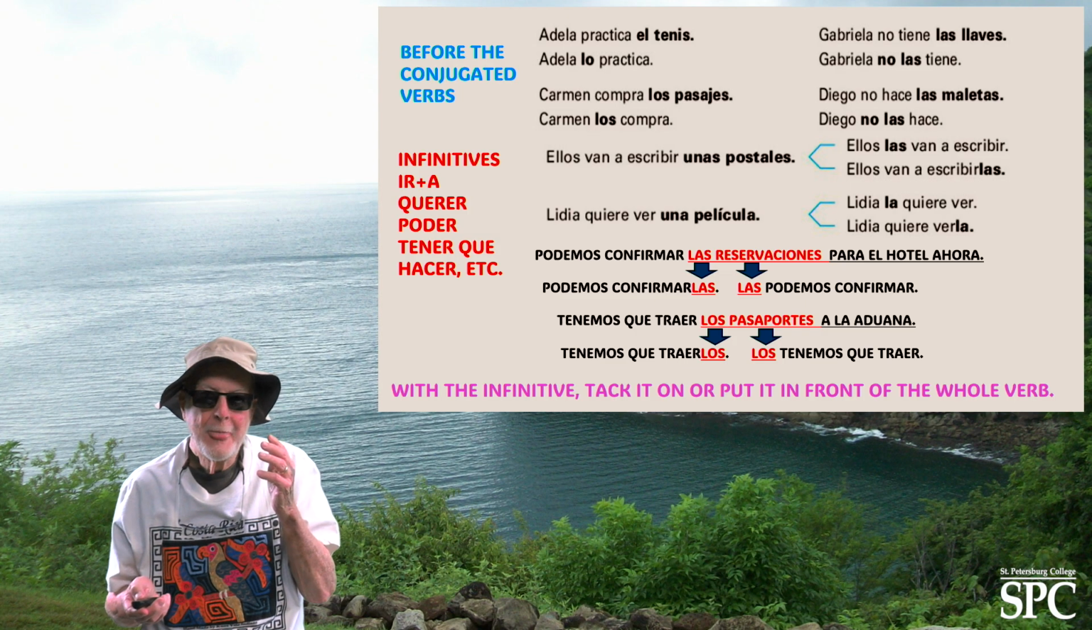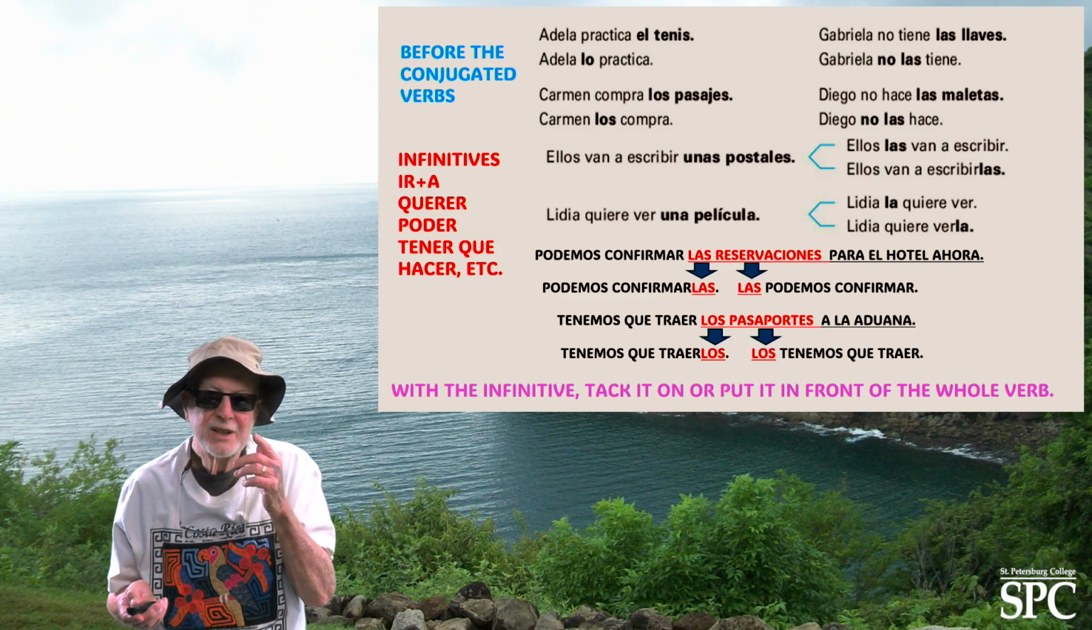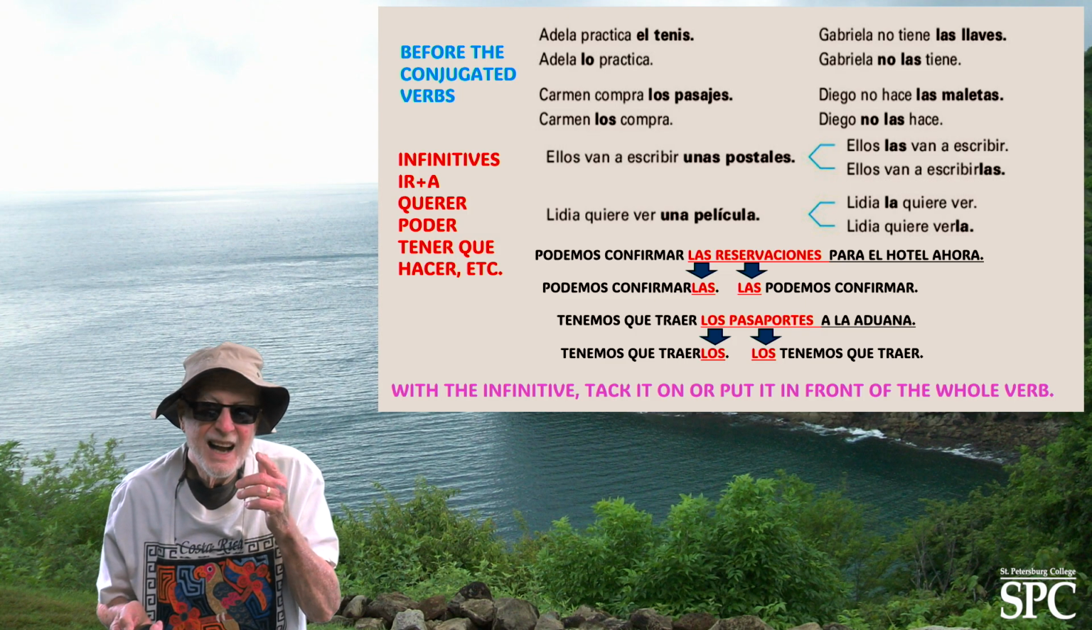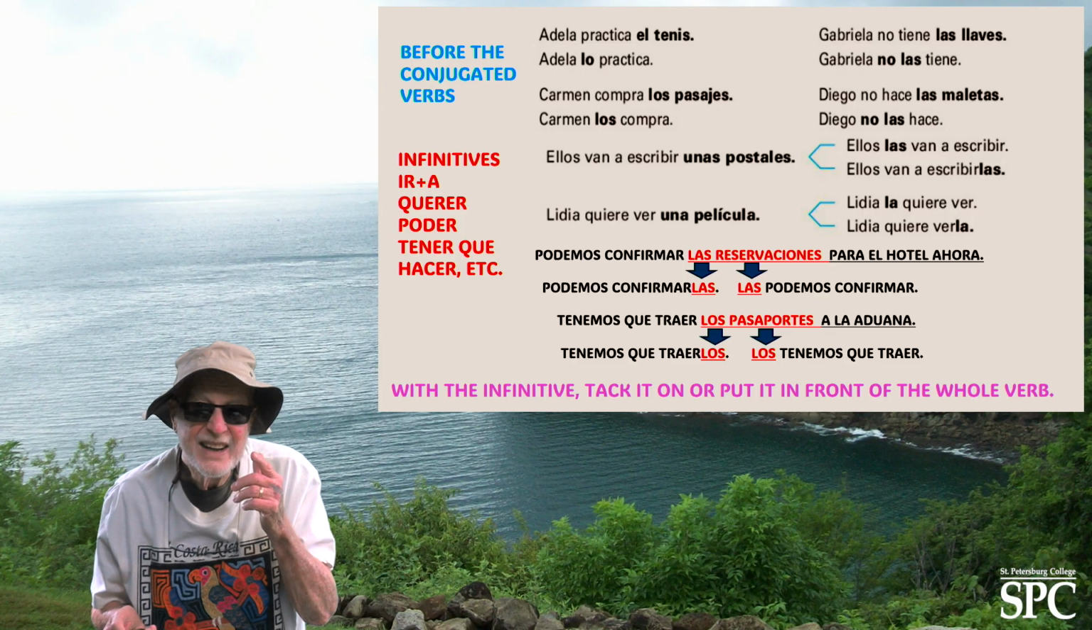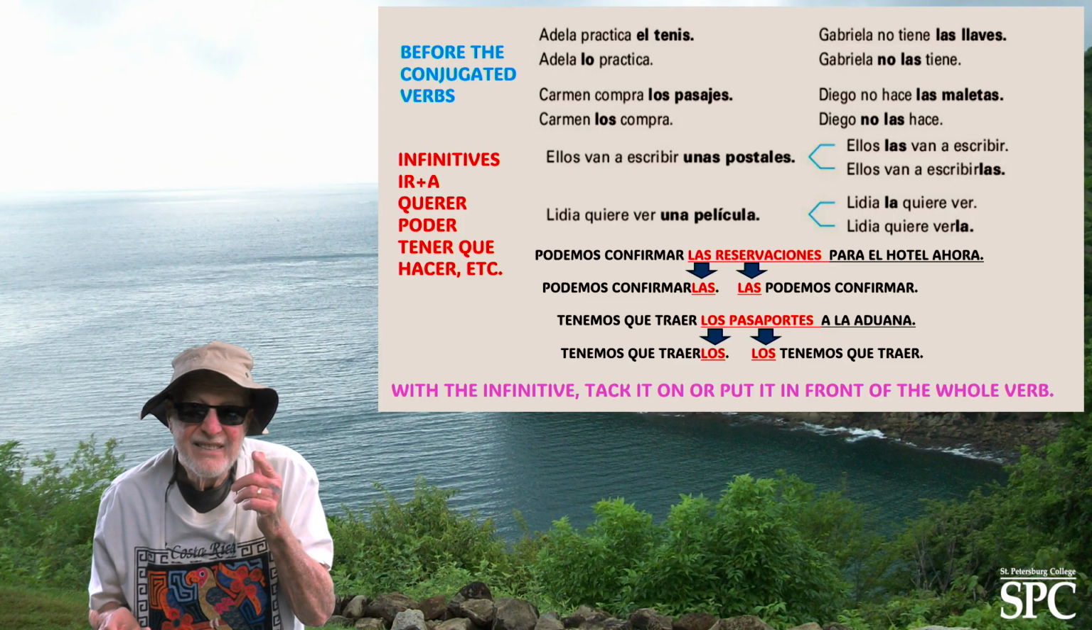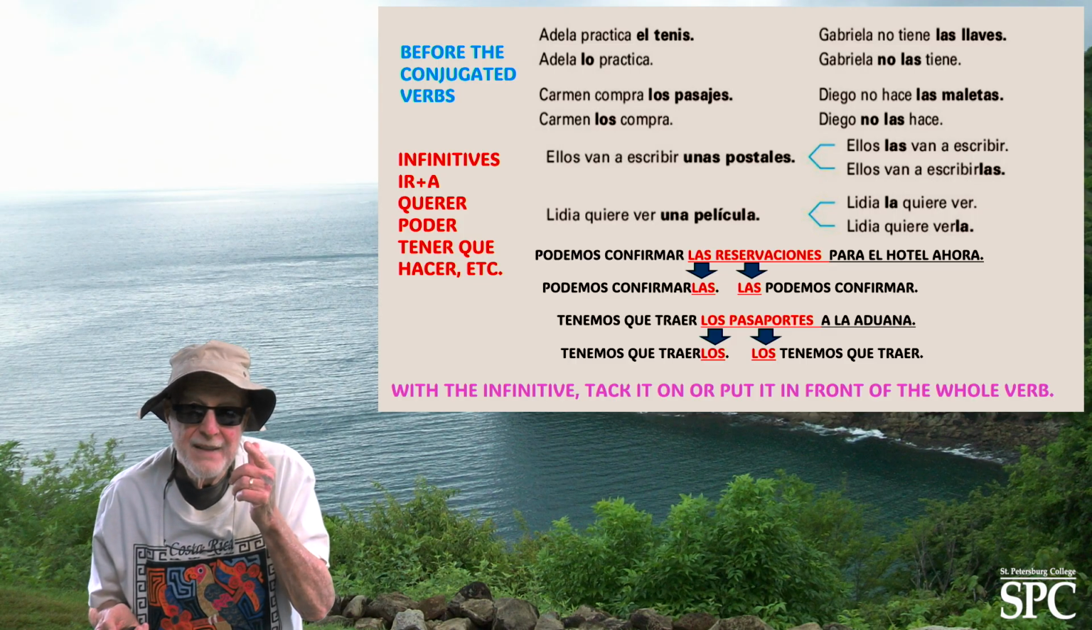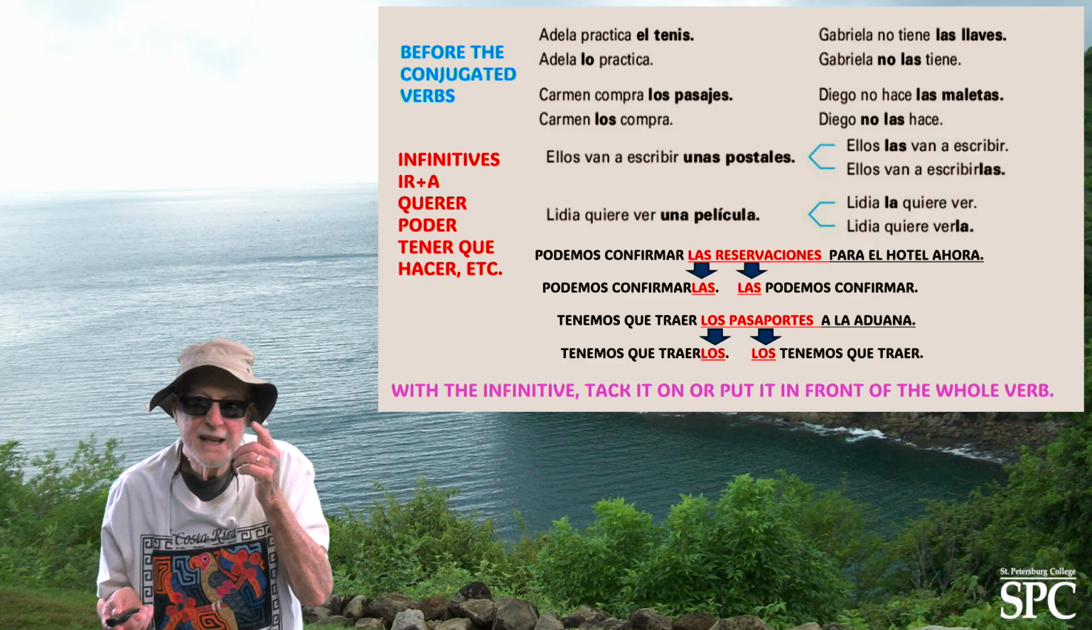All right. Before the conjugated verb. Okay? Adela practica el tenis. Adela lo practica. Okay? Gabriela no tiene las llaves. Gabriela no las tiene. And you can read the rest of those. That's just showing you before the conjugated verb.